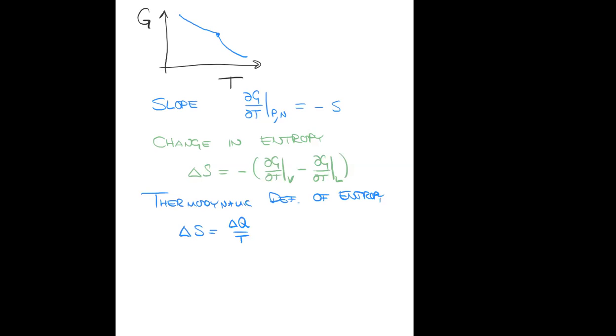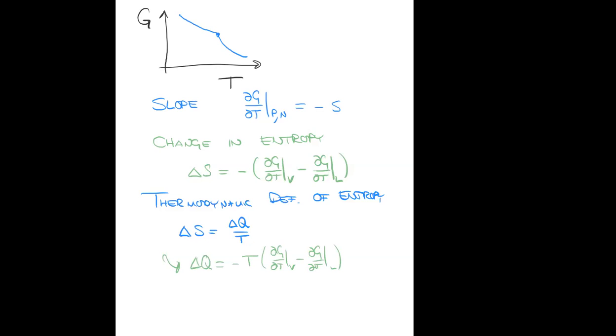So now that I have a formula for delta S, I can write one down for delta Q. So I get a formula that delta Q is T delta S, so that's minus T dG by dT in the vapor phase minus dG by dT in the liquid phase. Okay. So physically, what is this? There was a change in entropy, and in order to get the entropy to change, we have to add heat to the system. Okay. So what is that kind of heat?